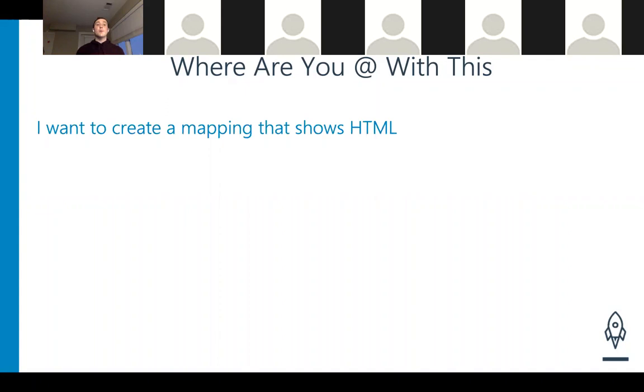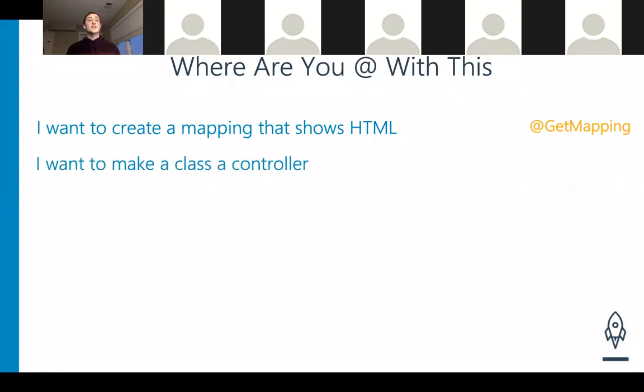Can you guys tell me, if I want to create a mapping that shows just HTML, something that we just did, what annotation would I use? At get mapping? Very good, at get mapping. This is when we would just want to show a website, not when an action is performed. Who can tell me, if I want to make a class a controller, what annotation do I use now? At controller. Very good, at controller.